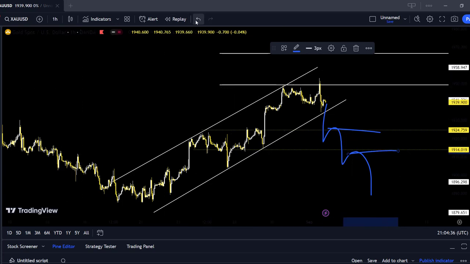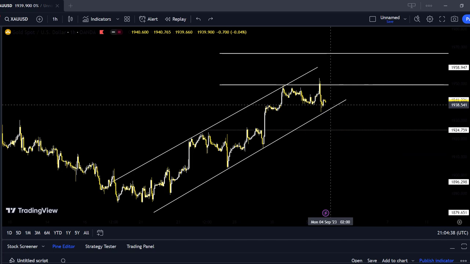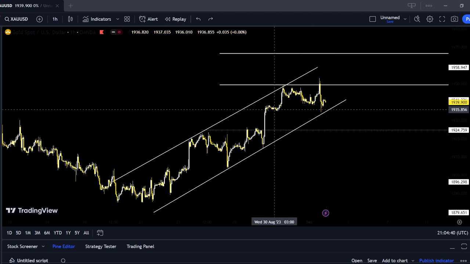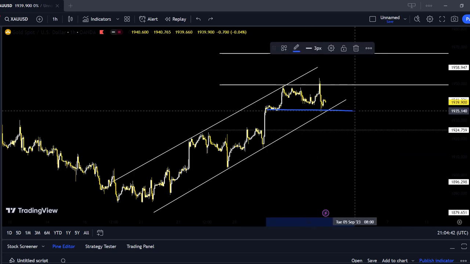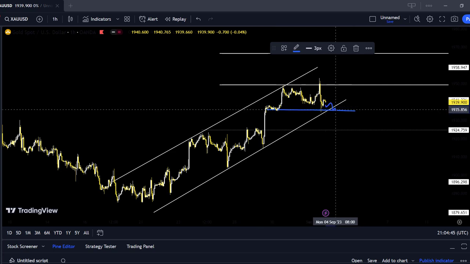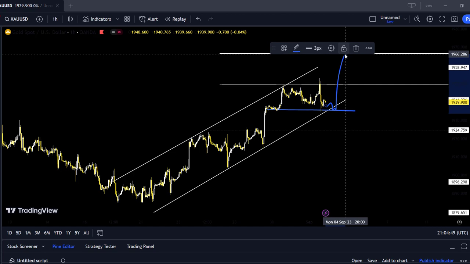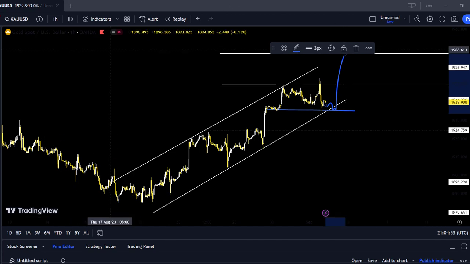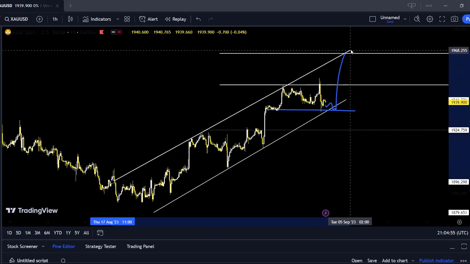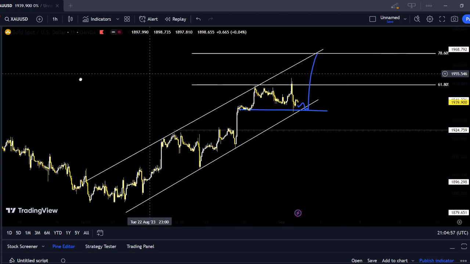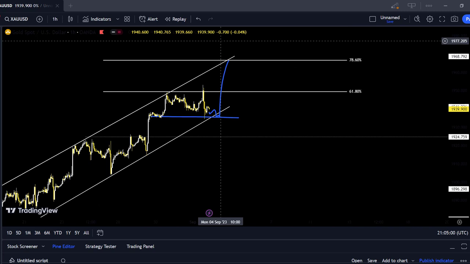And if unfortunately it is unable to break this area and starts rejecting somewhere at this point, then you can make some buys till 1966. That area will be the area for the upper trend line, and it will be the 78.60% Fibonacci level.